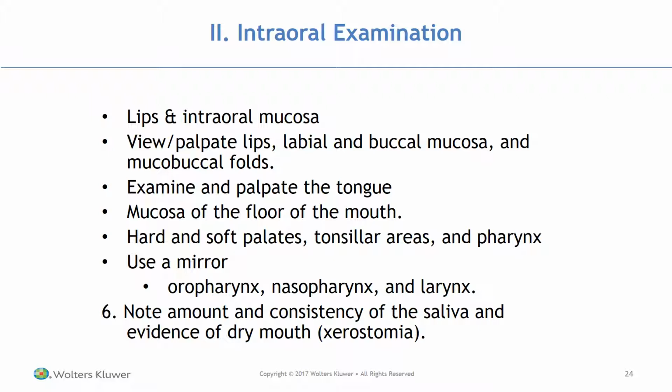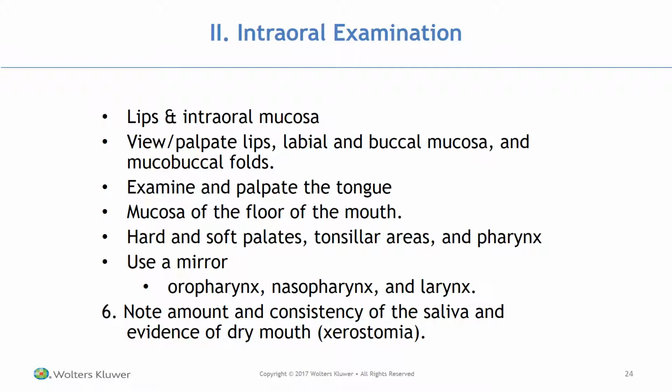Then you want to examine and palpate the tongue. And you're going to look at both the dorsal and the ventral surfaces, the lateral borders, and the base of the tongue. So you're going to have your patient say, ah, and just make sure everything's okay back there. You want to retract to observe the posterior third. So you're going to kind of pull that tongue out just a little bit, first to one side and then to the other. And we did talk about that earlier.